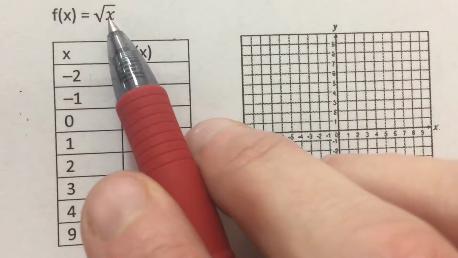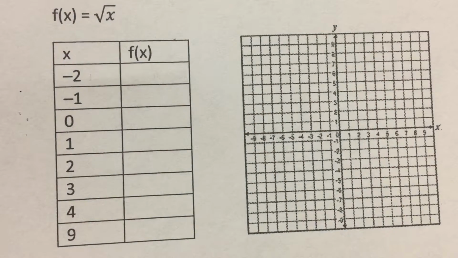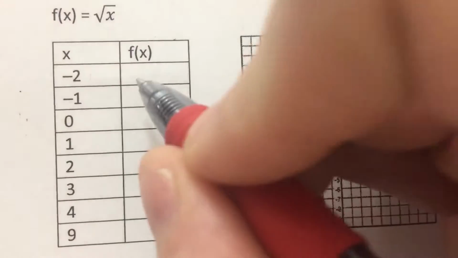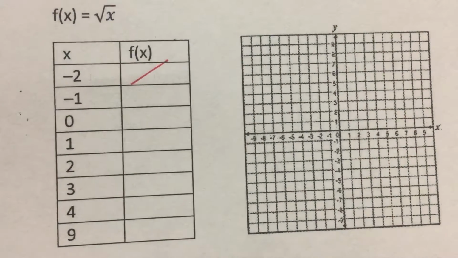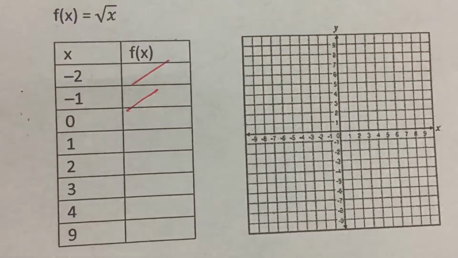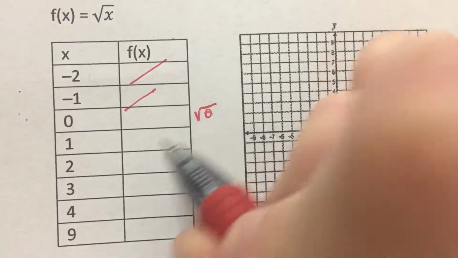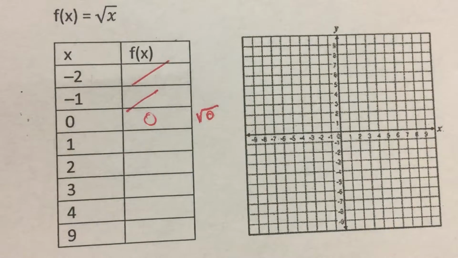Well, if you try to take -2 and plug it in, the first thing you're going to discover is that the square root of -2 is not possible. You cannot square root a negative number, so you're not going to see a point there. The same is true for -1. Also not going to see a point there. But if you plug in 0, the square root of 0 is just 0.